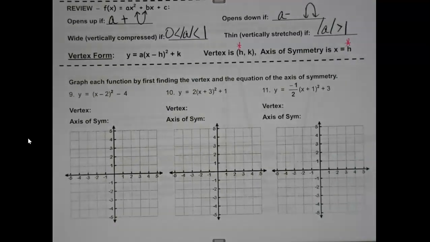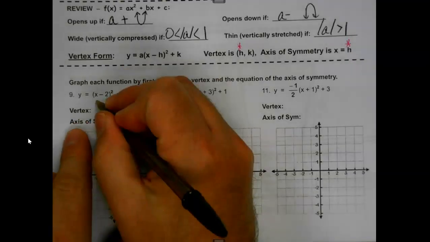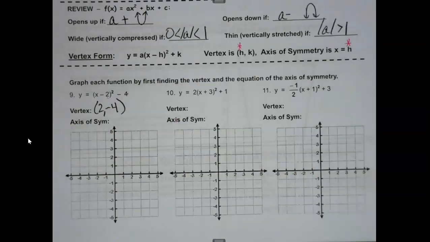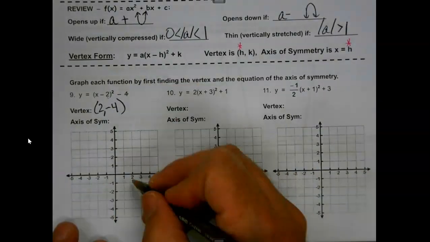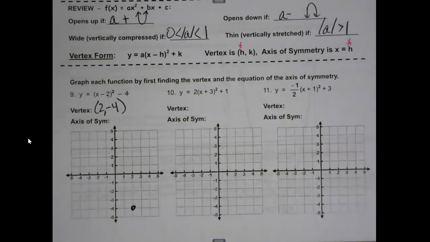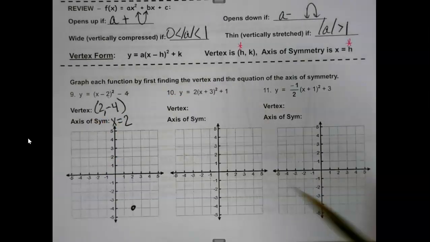So check this out. This is going to be awesome. I'm going to teach you a pattern with this too, and it's going to be great. So, my vertex is the opposite of H and K. That's it. 2, -4. My axis of symmetry is just the X value of my vertex.